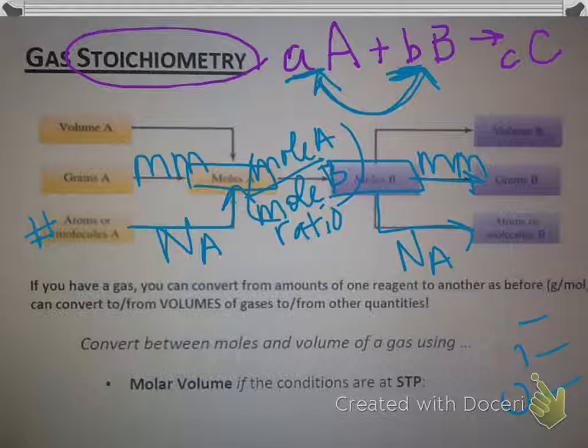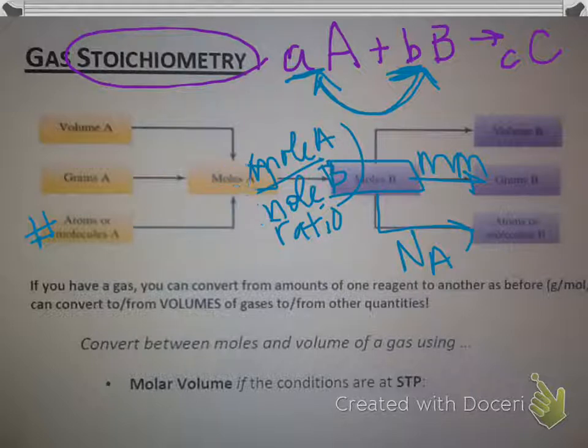All right, so if we've already done all of this, why are we studying gas stoichiometry? Well, when it comes to gases, there's another convenient way that gases are measured.